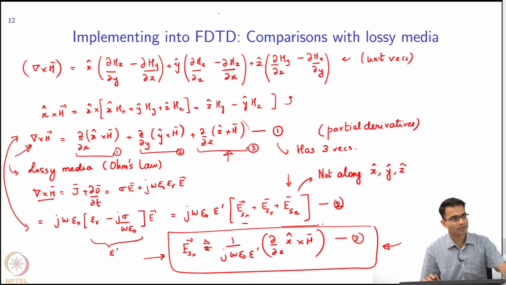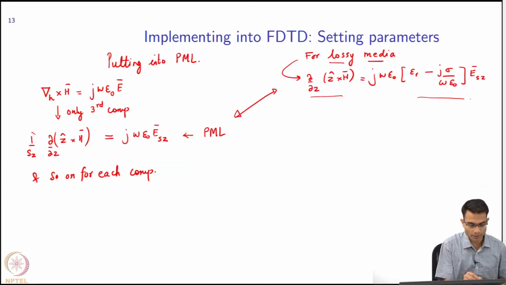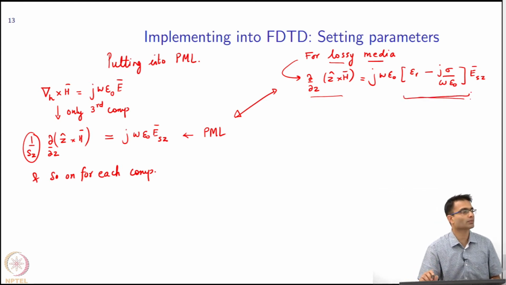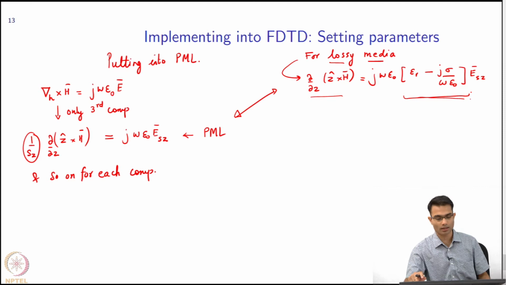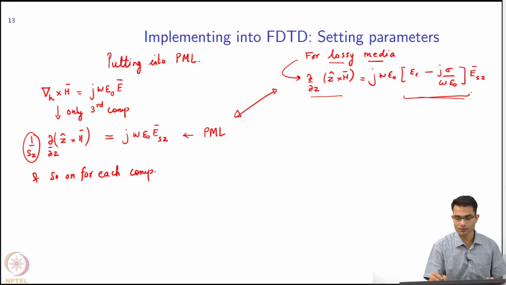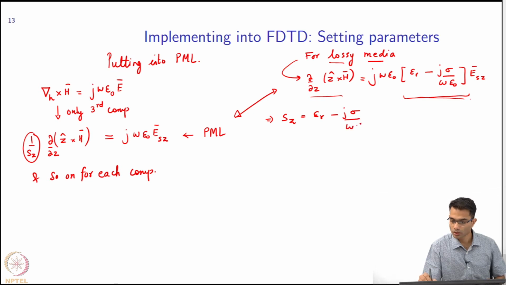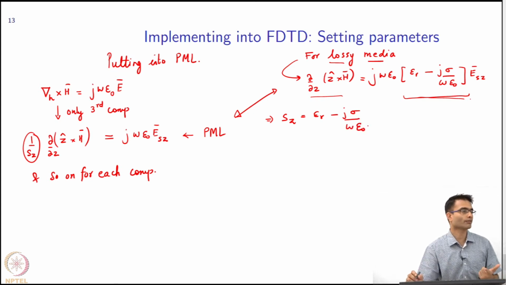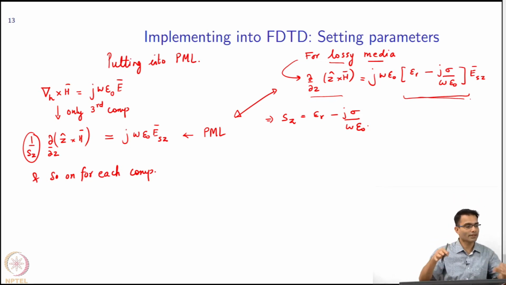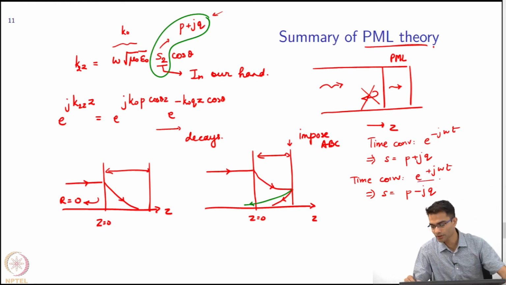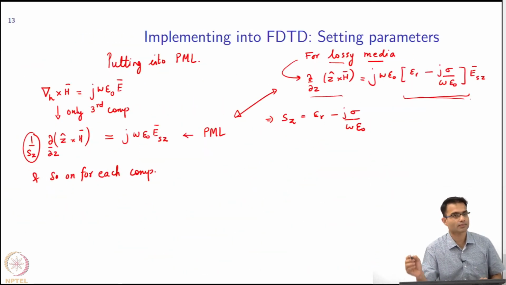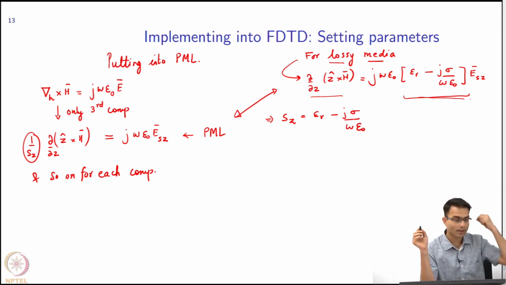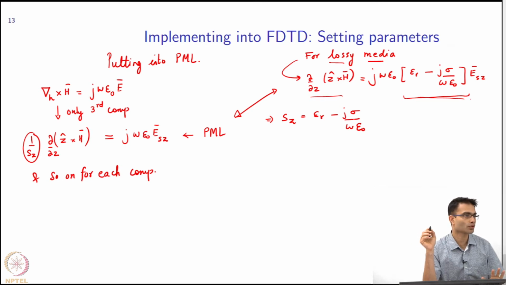After looking at the comparison with lossy media, we find that the interpretation of S_z can be taken from that of a lossy media. If I had a lossy media where I set this epsilon r and sigma, I get the value of S_z. So, I can write S_z is equal to epsilon r minus j sigma by omega epsilon naught. And remember, that is what I wanted for a PML medium. I needed a lossy thing so that the wave decays inside. That is what we saw over here. For time convention e to the j omega t, I needed S as p minus jq. So, that is what I get to set over here. It is like p minus j times q, but the parameters in our hand are epsilon r and sigma. We can decide what those numbers are.